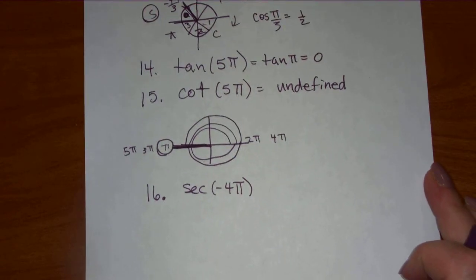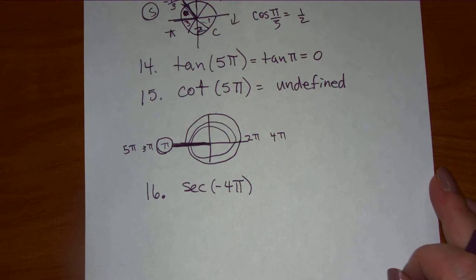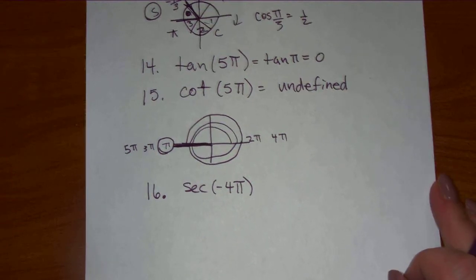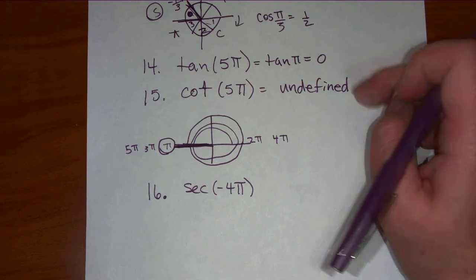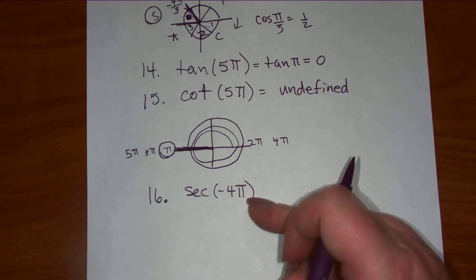Remember, when we flip over 0, it's undefined. That puts the 0 on the bottom. So, secant of negative 4 pi. Draw it. That one's going backwards. Negative 4 pi.